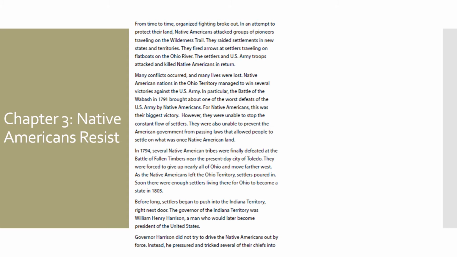The governor of Indiana was William Henry Harrison, a man who would later become President of the United States. Governor Harrison did not try to drive the Native Americans out by force. Instead, he pressured and tricked several of their chiefs.